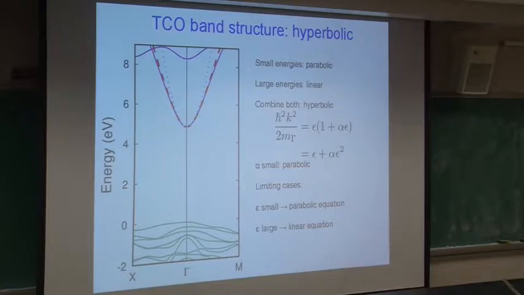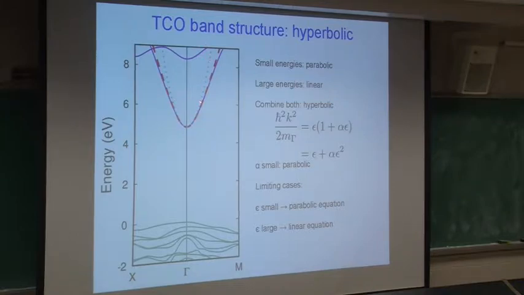And to do that, we have to have a closer look at the band structure. It turns out for all of those transparent conducting oxides, the band structure looks the same. You have this really dispersive conduction band. And if you look close to the gamma point, the zone center of your system, this is really a parabolic equation. So this is the dotted line.